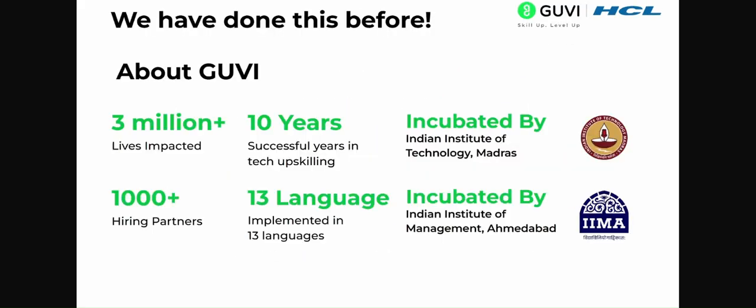But for those who are not aware of GUVI, I'll just rehydrate it. 3 million lives have been impacted over the past 10 years, both in training and placements. We are incubated directly by IIT Madras Research Park and IIM Ahmedabad. 13 languages have been implemented in learning, and we have 1,000 plus hiring partners. Those who are looking forward to placements, we have 1,000 plus hiring partners. Companies have signed MOUs with us.